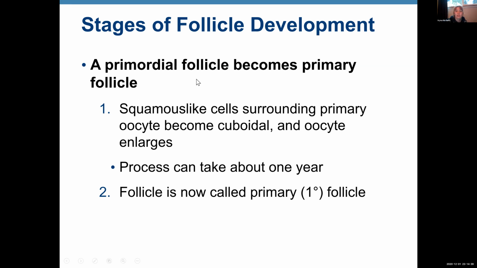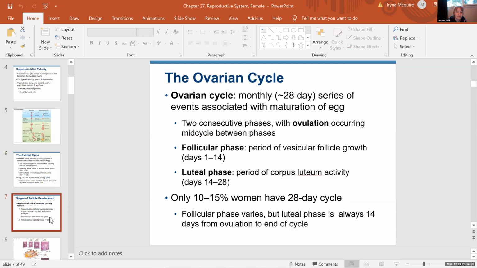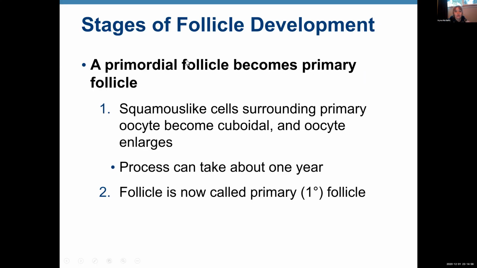Now, a primordial follicle becomes a primary follicle, right? That's our step number one. So where are we at? That's our primordial follicle. It must become a primary follicle. So that's what we're talking about over here. Remember, in a primordial follicle, we have squamous-like cells surrounding primary oocytes. Now those squamous or flat cells become cuboidal and the oocyte enlarges. The process can take about 1 year. So for one follicle to become a primary follicle, it takes time.